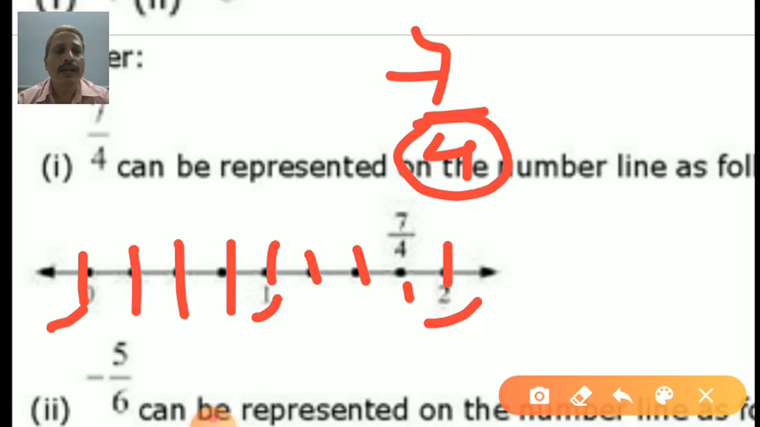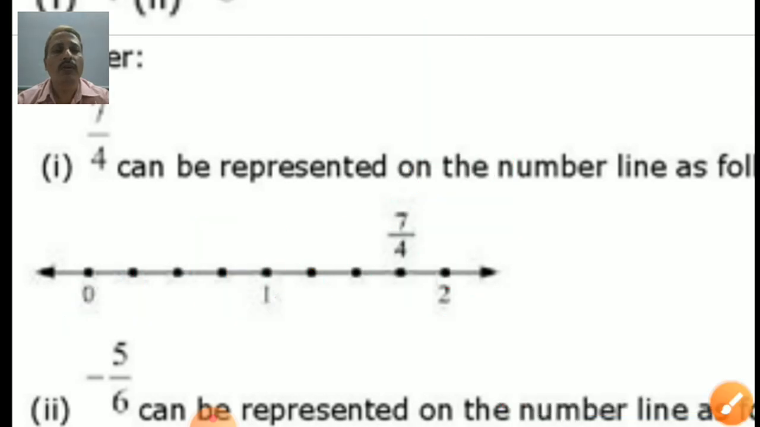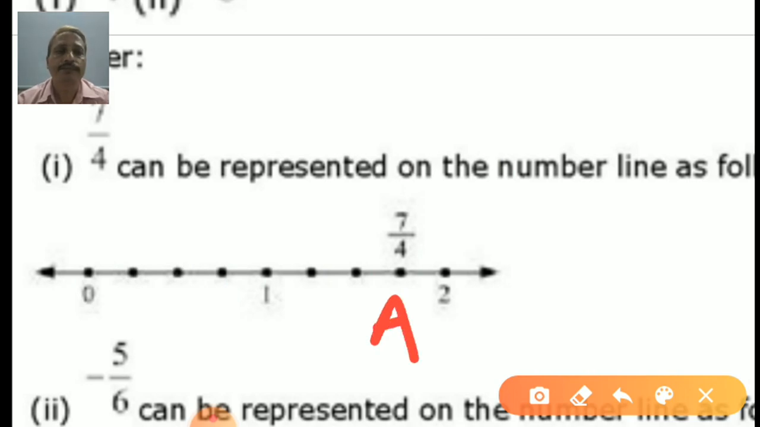Okay, now how many steps do I want to move? Yes, 7. So jump 7 steps: 1, 2, 3, 4, 5, 6 and 7. Now I reach here. That's my place. This is showing the number 7 upon 4 on the number line. Okay students, easy? Yes. You can give it a name also. Suppose this is point A.